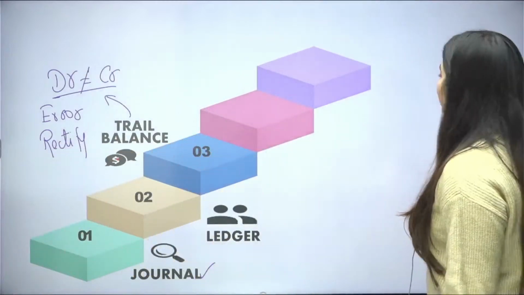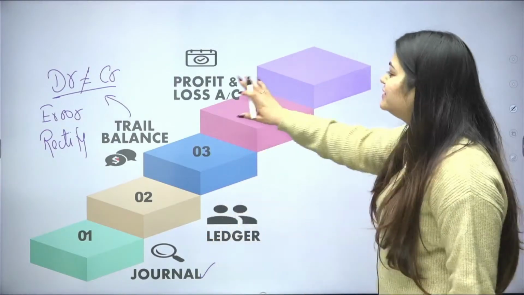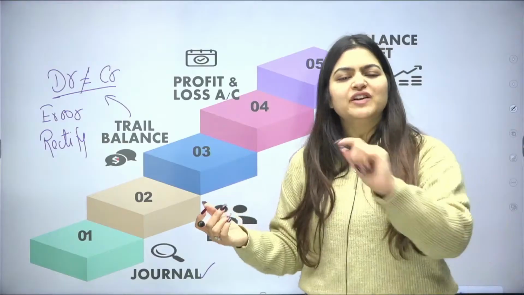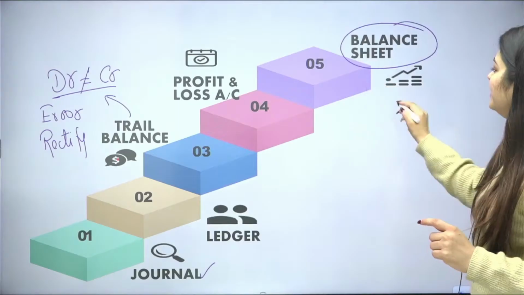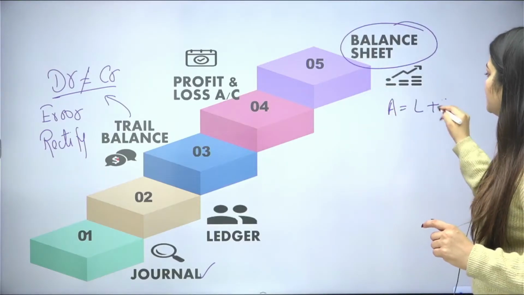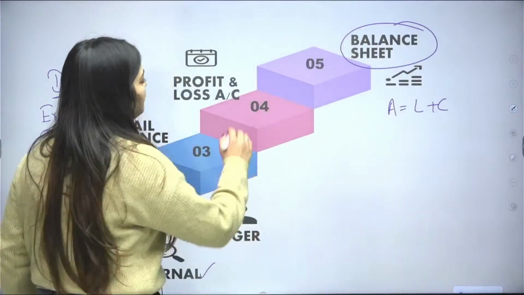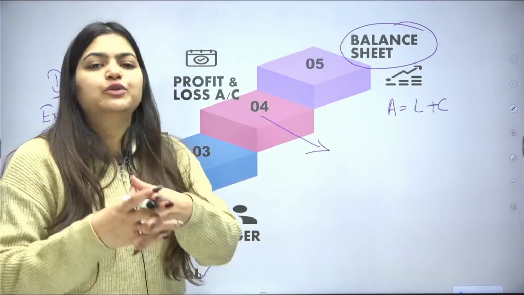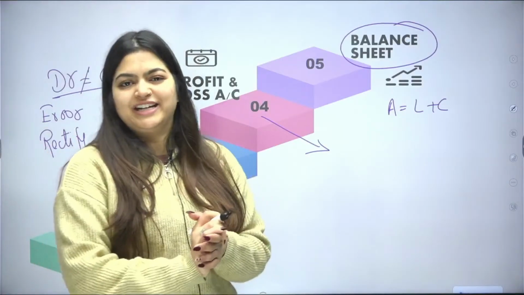Now, after that you have your fourth step, that is your profit and loss account. This profit and loss account you will see in today's session. And lastly, you will see balance sheet. Yes, in the previous unit we covered the balance sheet equation, so you already know it, that is assets equal to liabilities plus capital. Now, let's talk about profit and loss account. Profit and loss account talks about the profit earning that you have generated after selling your products, that revenue you have generated from the sale.